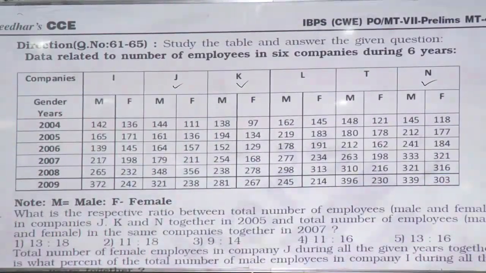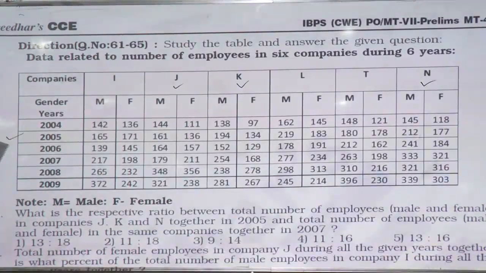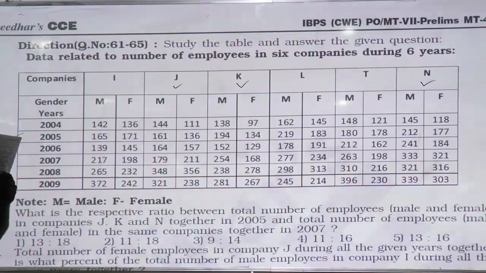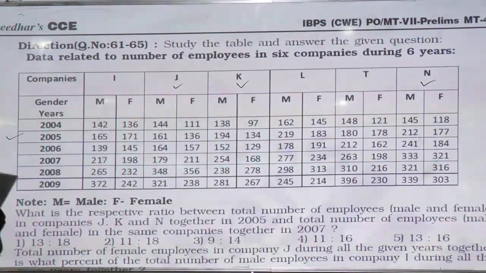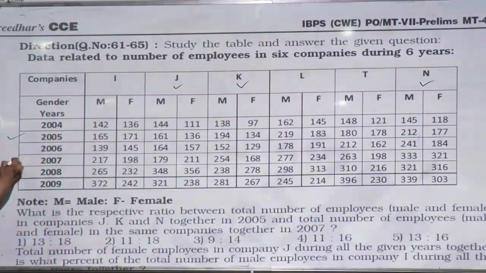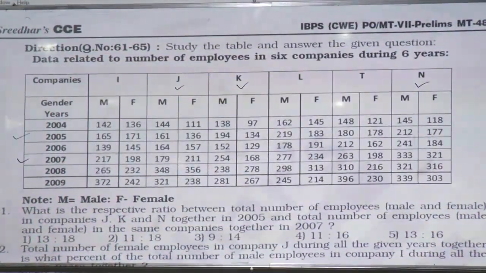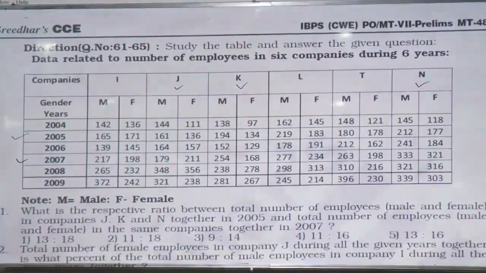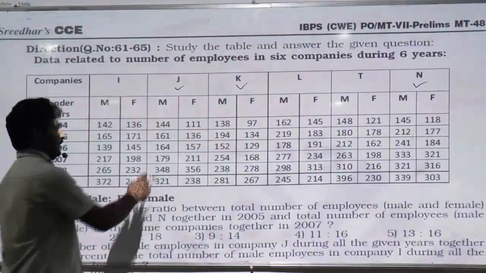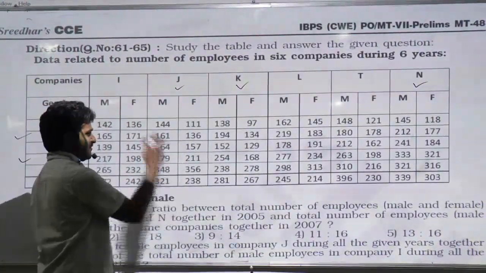J, K, N in 2005, and then total number of employees in the same companies together in 2007. Nothing can be done, you just need to add everything. That's it.